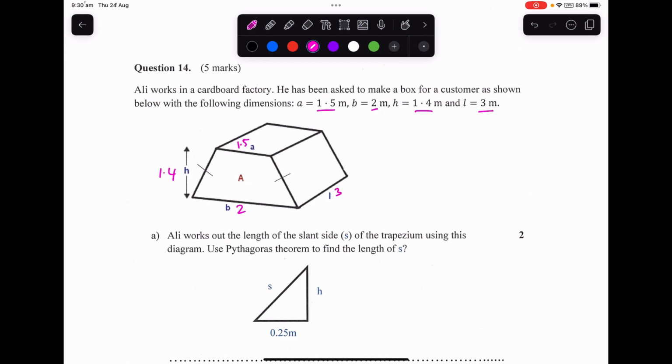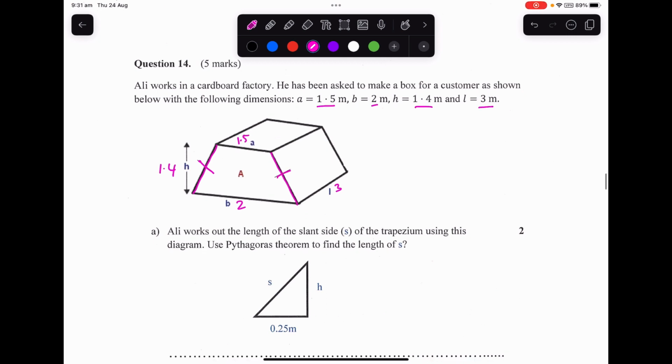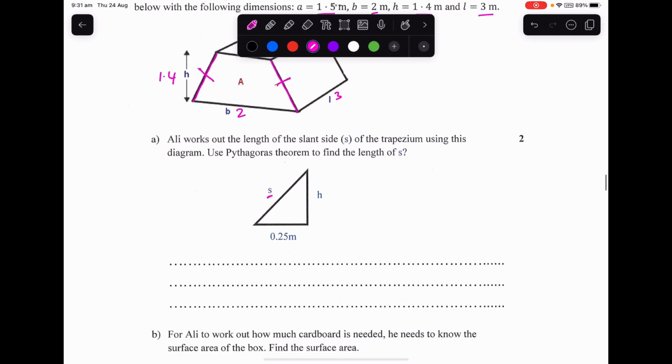Ali works out the length of the slant side, so that would be this one here, of the trapezium using his diagram. Use Pythagoras to find the length of S. Okay, so that's finding these sides here, I think. Oh yeah, they're equal, so it's one of those two sides. Okay, so we're looking for S, so we're going to be using Pythagoras' theorem. It's asked you to use that, so you have to.